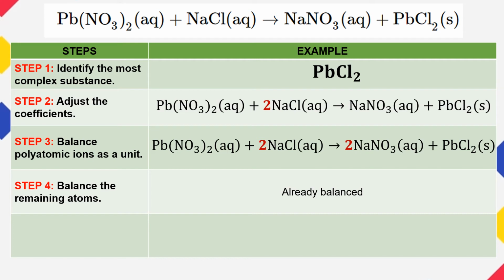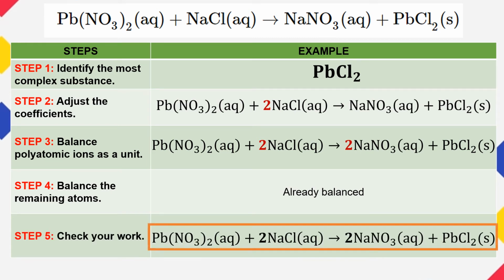Balance the remaining atoms. There is no need to balance the remaining atoms because they are already balanced. Check your work. Okay, so let's check again. 1 lead atom on both reactant and product sides, 2 sodium atoms on both sides, 2 chlorine atoms on both sides, 2 nitrate ions on both sides. So yes, it is balanced.